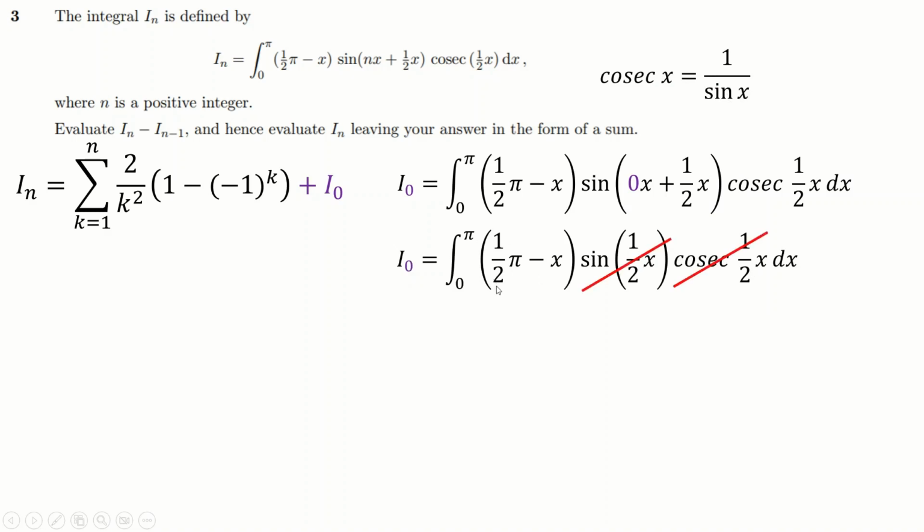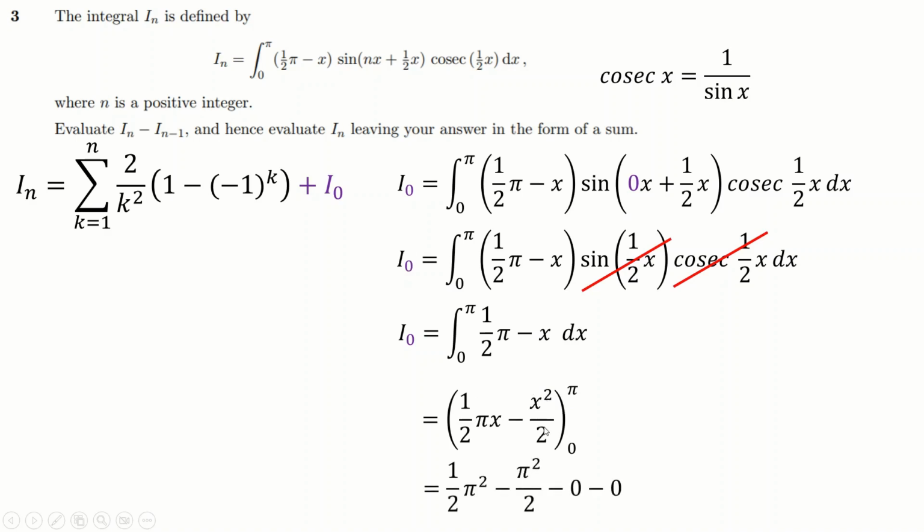So now we just have to integrate a half of pi minus x, which is super easy to integrate with respect to x. It's just going to be a half of pi x minus x squared over 2. And then we just need to put in 0 and pi, and we're going to get a half pi squared minus pi squared over 2, which is just 0. And then, of course, minus 0 just all goes away, and I_0 is 0. And so we can just get rid of that, and we'll end up with I_n is this here, which I hope is the correct answer.